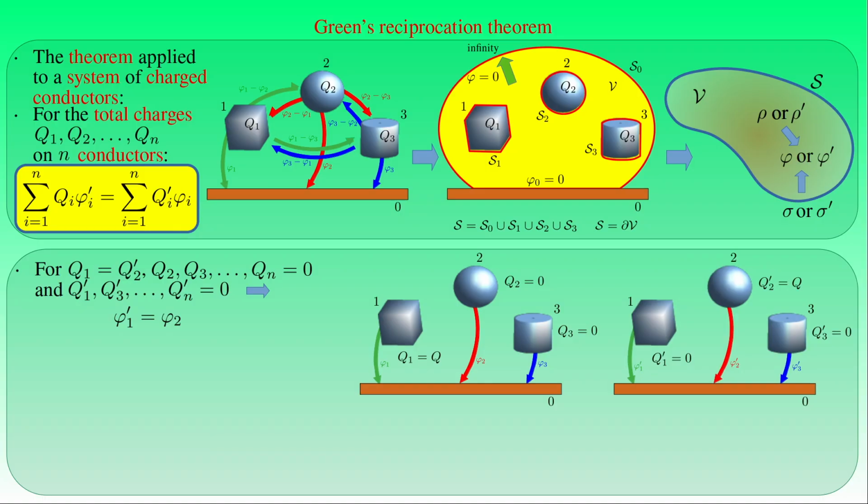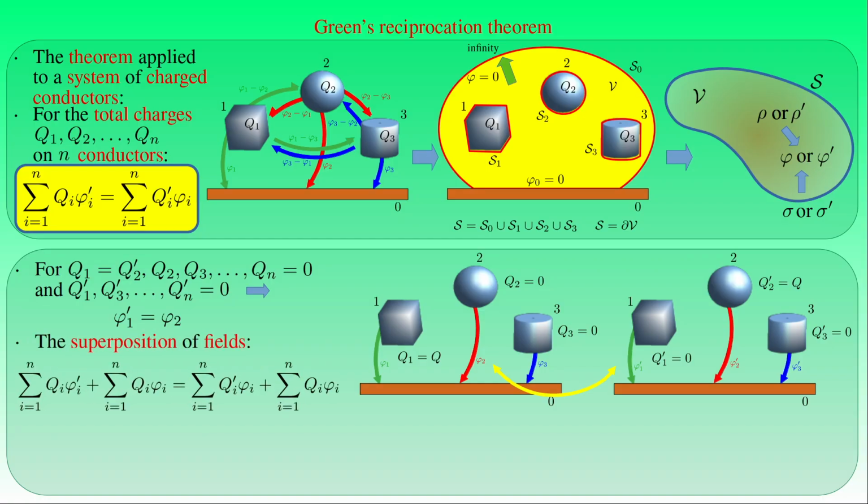The consequence of the theorem states that the potential to which the uncharged conductor 1 is raised by putting the charge Q on the conductor 2 is the same as that to which the conductor 2, when uncharged, will be raised by putting the charge Q on the conductor 1. Another consequence of the theorem is related to the superposition of electric fields. If we add the sum of Qi times phi i to the equation in the theorem, then we obtain an equation stating that the sum of Qi times the sum of phi prime i and phi i is equal to the sum of Q prime i and Qi times phi i.